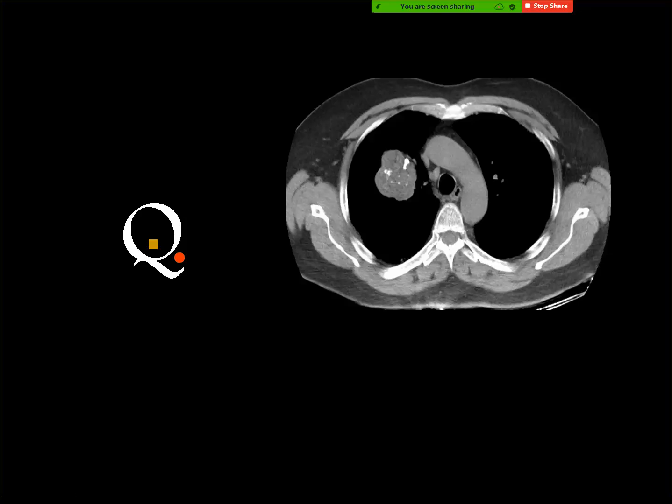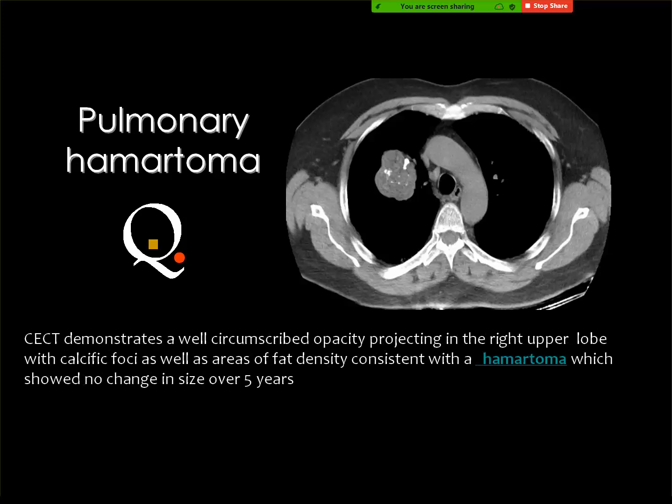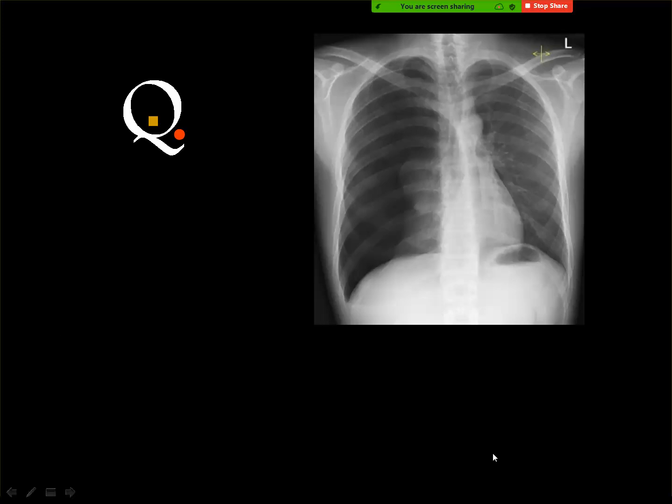There is hamartoma. Yes, very good. This is pulmonary hamartoma, a smooth margin with popcorn calcification, and this is diagnostic of hamartoma.